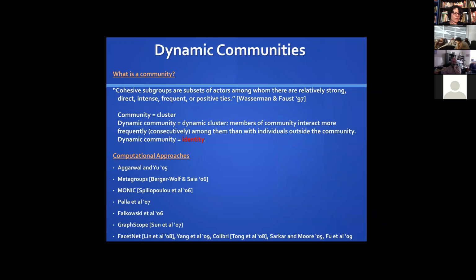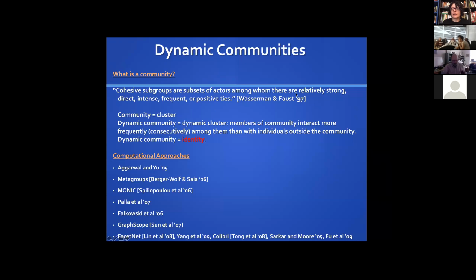The notion of communities in social networks, and more generally in social interactions, is an old one, and quite often used to explain the observed interaction. Communities are defined, literally the textbook definition, as cohesive subgroups of actors among whom there are relatively strong, direct, intense, frequent, or positive ties. And the key word here is relatively.